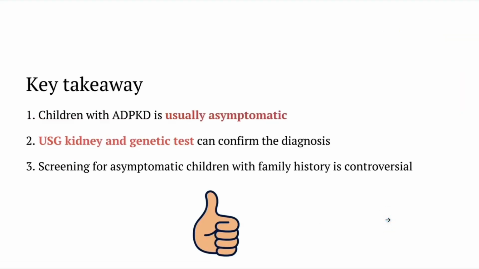Thank you for watching this video. I have 3 key takeaways for you. If you forget everything about the video, do take these 3 things in mind. First of all, children with ADPKD are usually asymptomatic. How can we confirm the diagnosis? Ultrasound kidney and genetic test. Screening for asymptomatic children with family history is still quite controversial. It depends on the discussion with the family and also the practice of your locality.